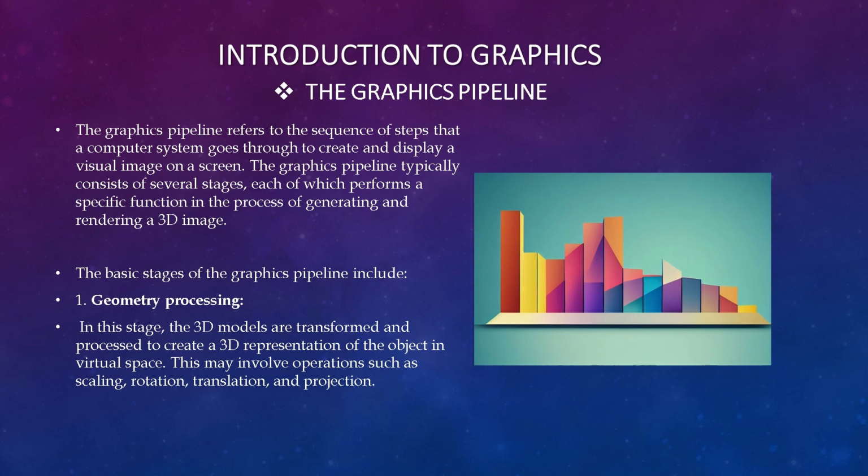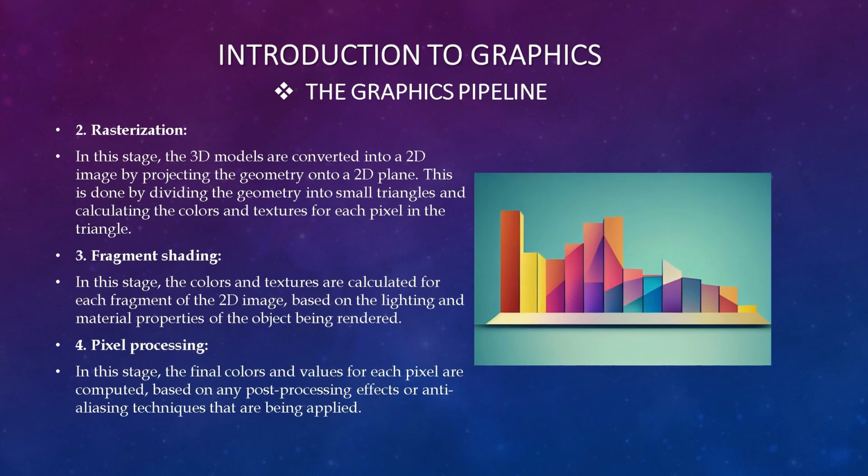1. Geometry processing. In this stage, the 3D models are transformed and processed to create a 3D representation of the object in virtual space. This may involve operations such as scaling, rotation, translation, and projection. 2. Rasterization. In this stage, the 3D models are converted into a 2D image by projecting the geometry onto a 2D plane. This is done by dividing the geometry into small triangles and calculating the colors and textures for each pixel in the triangle.